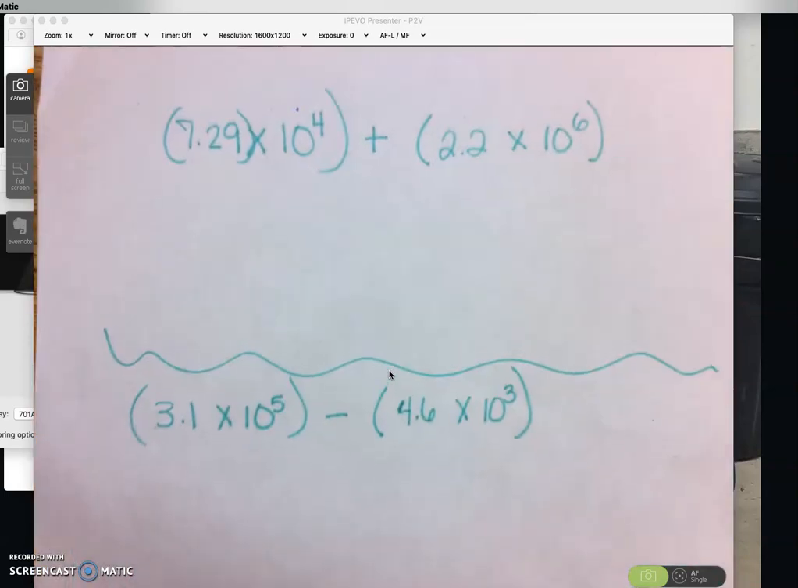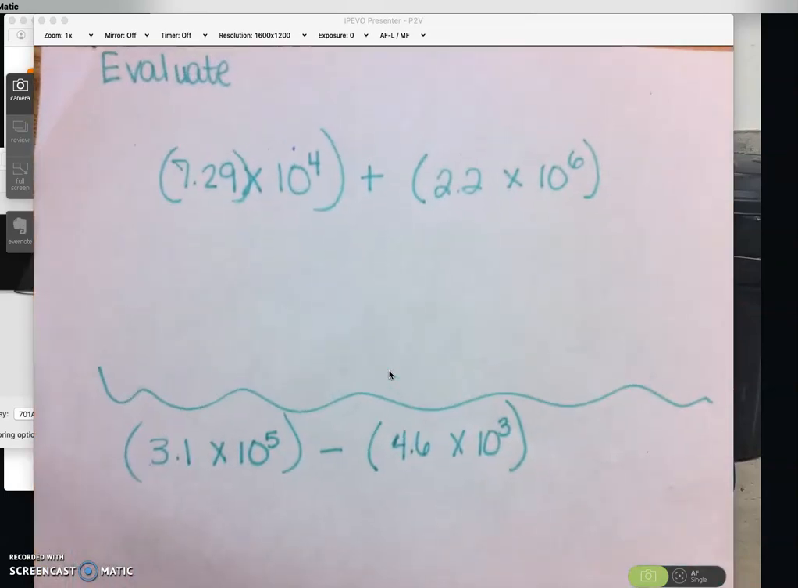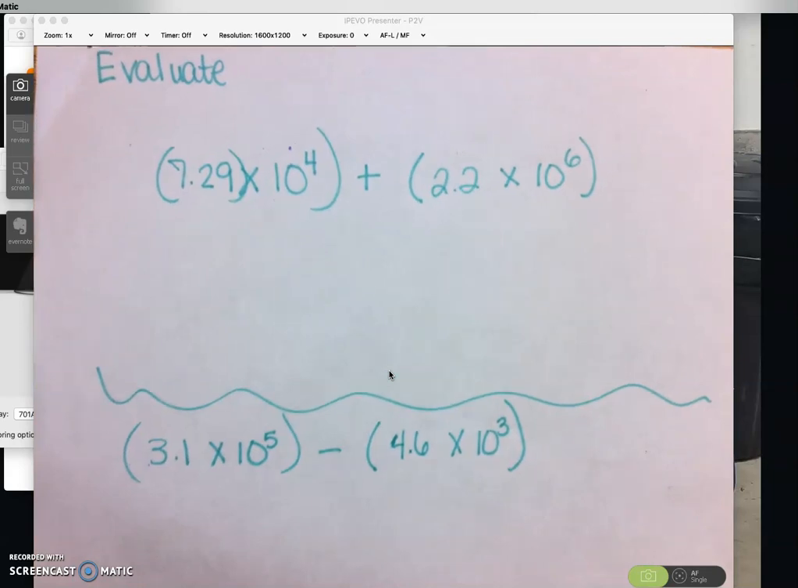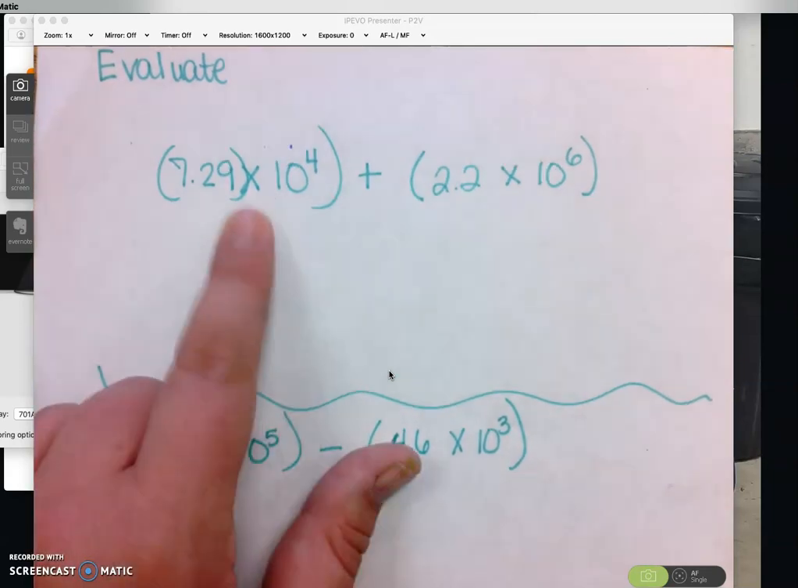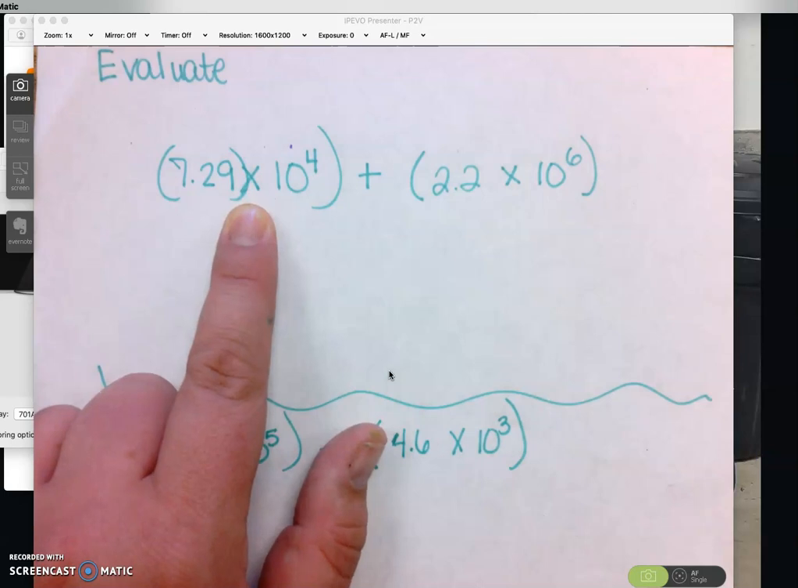Okay, I'll have you write these two problems down. Leave some space. This is not supposed to be parentheses. That's a mistake, but I wrote it in pen, so I had to.